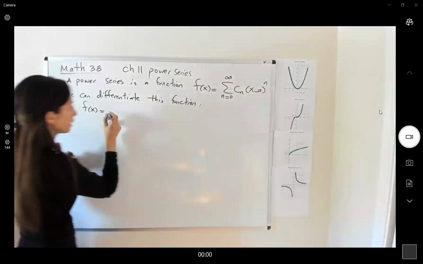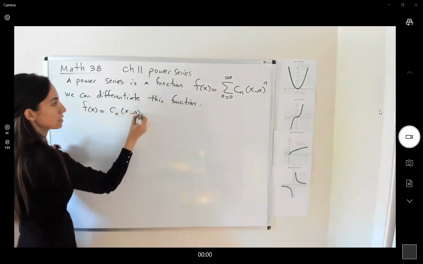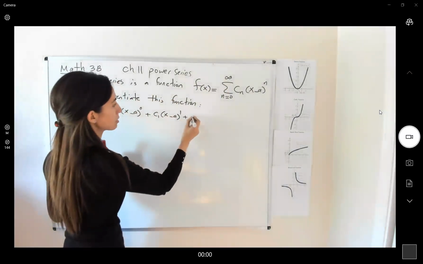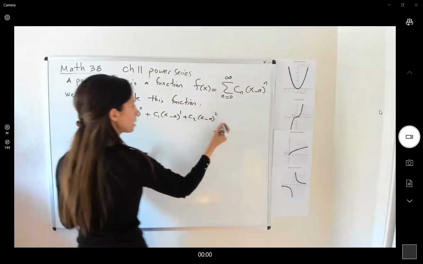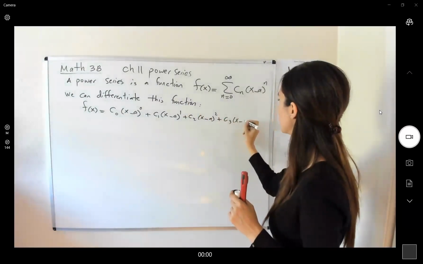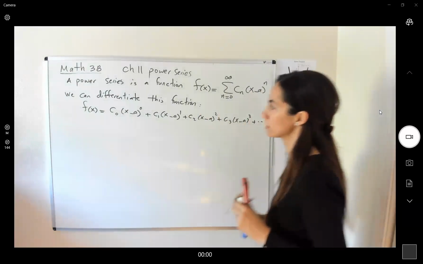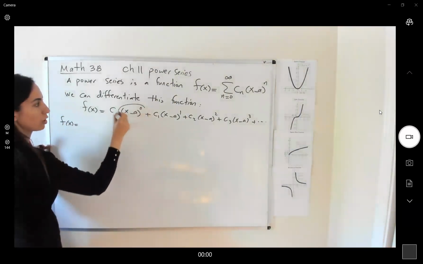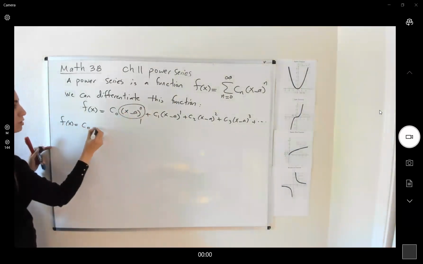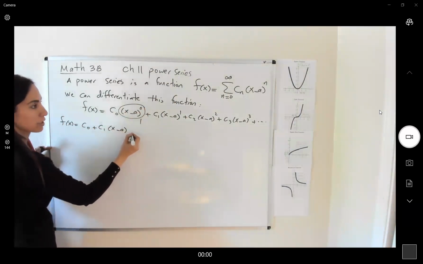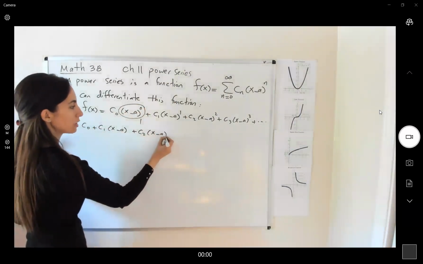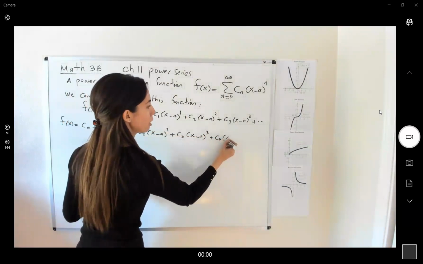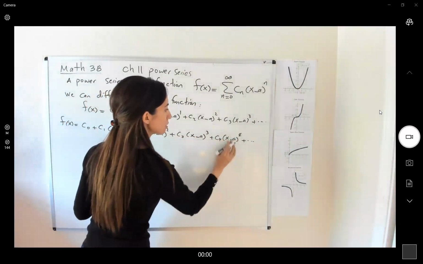If I plug in 0, I get c sub 0 times (x minus a) to the 0, c sub 1 times (x minus a) to the first power, plus c sub 2 times (x minus a) to the second power, c sub 3 times (x minus a) to the third power, plus the rest of the terms. So f of x can be written as c sub 0, since this is just 1, plus c sub 1 (x minus a) plus c sub 2 (x minus a) squared, c sub 3 (x minus a) cubed, c sub 4 (x minus a) to the fourth, plus the rest of the terms.